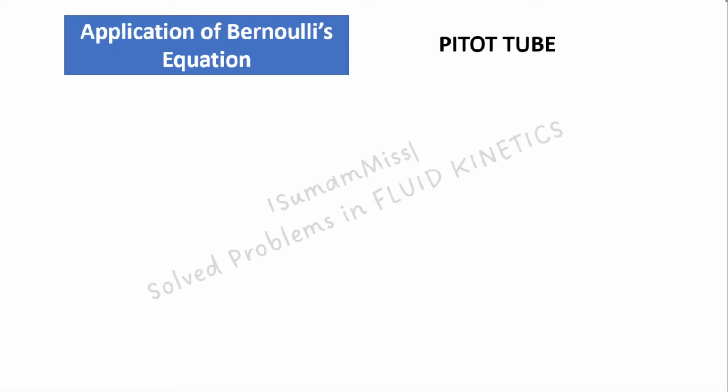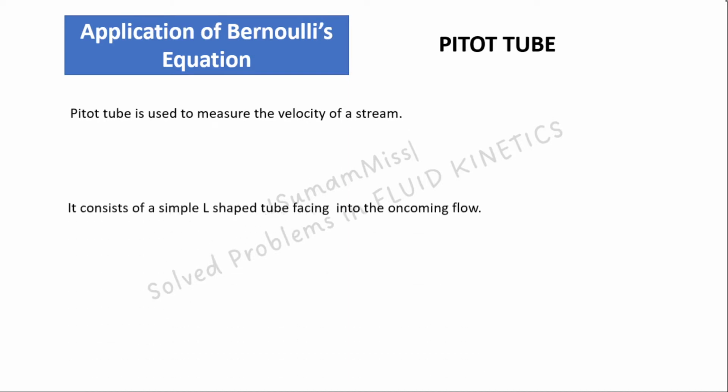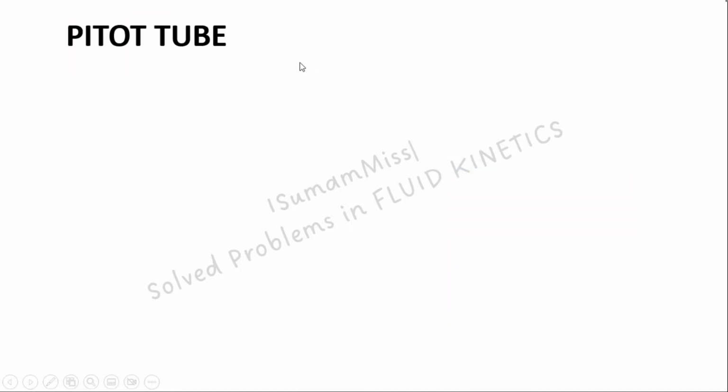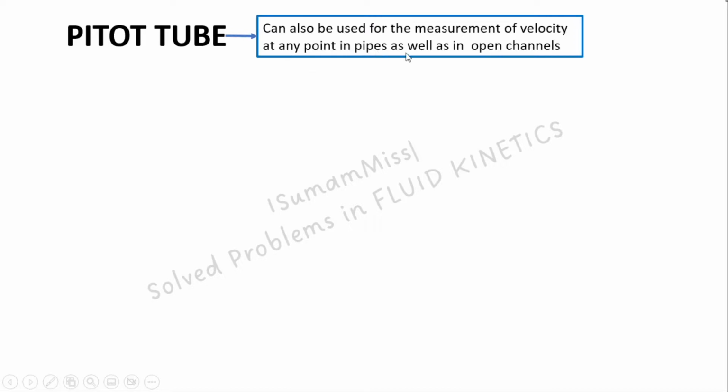Pitot tube is used to measure the velocity of the stream. It is a simple L-shaped tube facing into the oncoming flow. Figure shows a glass tube bent at right angles and open at both ends. The tube is inserted into the flow with horizontal open end facing the flow. The liquid enters and the liquid level in the vertical open end rises up to the height h. So when this Pitot tube is used in open channels, h can be determined directly and can be utilized for the computation of velocity. Pitot tube can also be used to find out the velocity at any point in the pipes as well as in open channels.